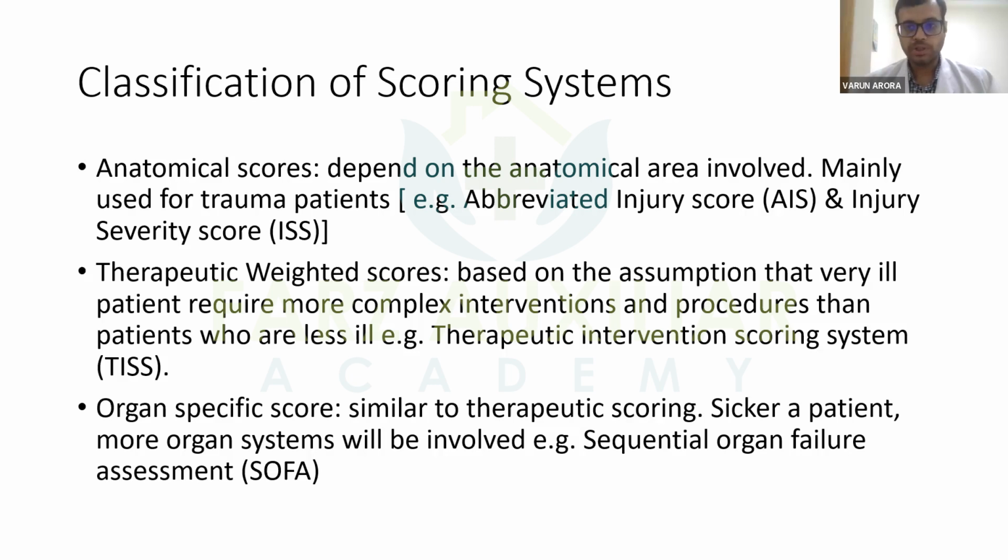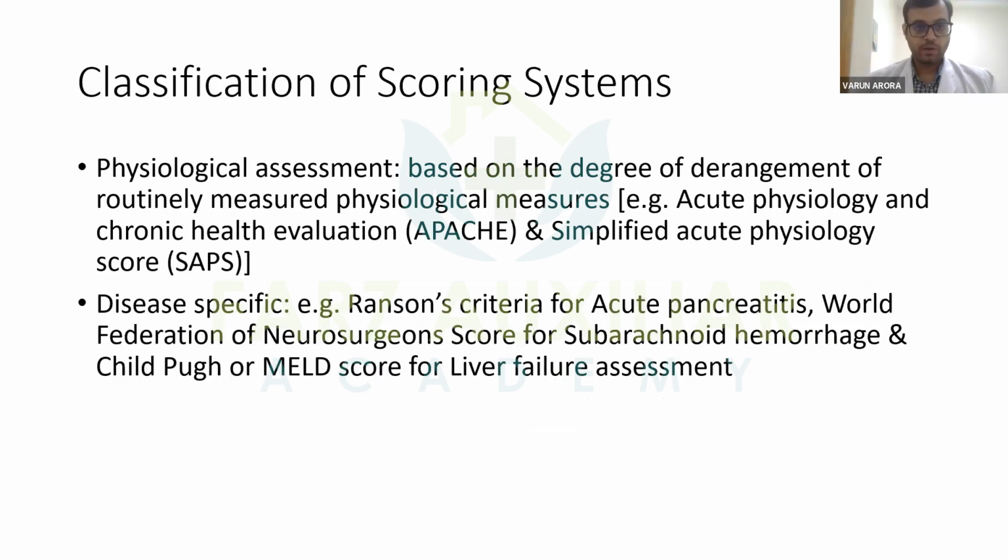Then there are organ-specific systems which are similar to the therapeutic scoring. The sicker a patient is, the more organ systems will be involved. And the example is sequential organ failure assessment, that is the SOFA score. Now, there are certain scoring systems which are based on physiological assessment, that is based on the degree of derangement of routinely measured physiological measures, such as the Acute Physiology and Chronic Health Evaluation, the APACHE score, and the Simplified Acute Physiology Score, the SAPS score.